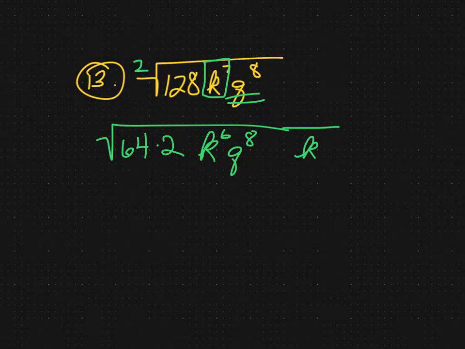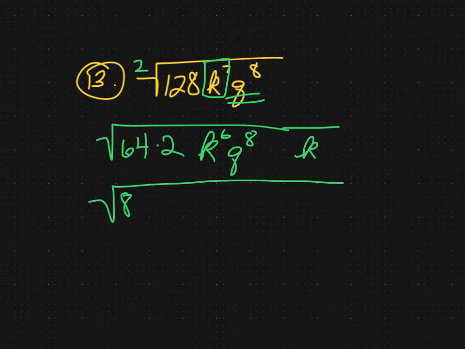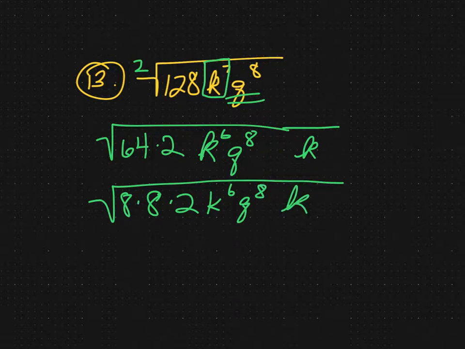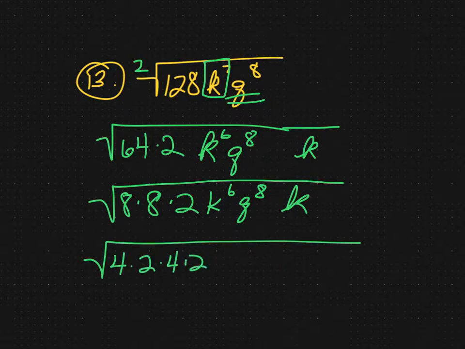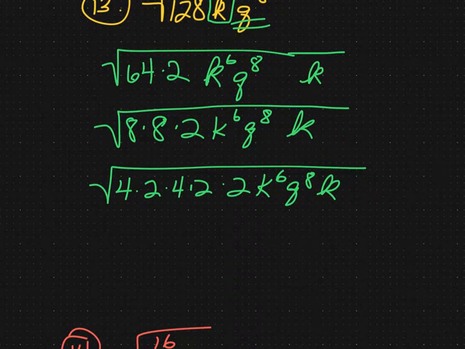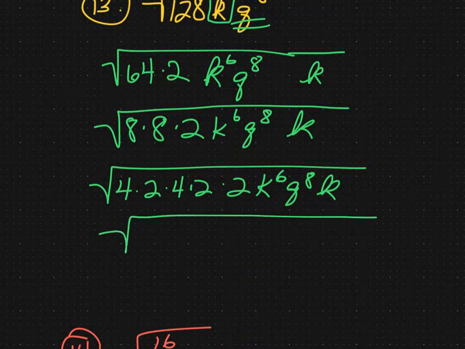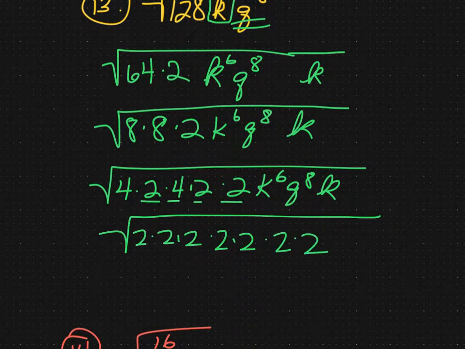in the problem. Okay, now that 64 will go 8 times 8, still got the 2, still got k to the 6th, still got q to the 8th, still got k. Each of those 8s will make a 4 and a 2. Then I still got the 2, still got the k to the 6th, still got the q to the 8th, still got the k. And then each of those 4s will make 2 2's. So I got 2 times 2, then I got that 2, and this 4 will be 2 times 2, and then I got both of these 2's. Then I got k to the 6th, q to the 8th, and k.